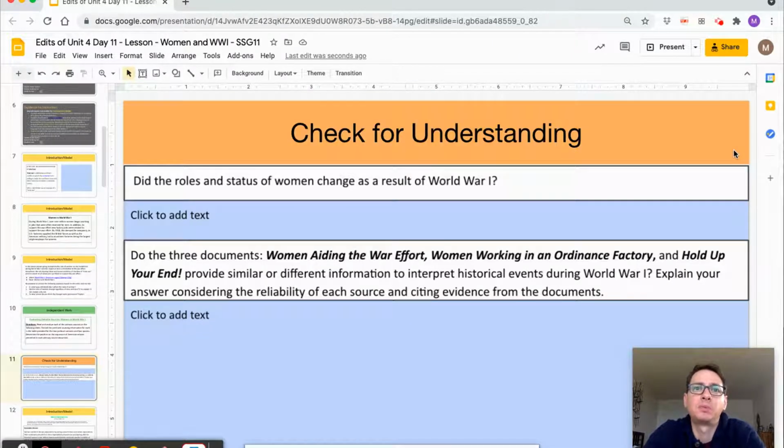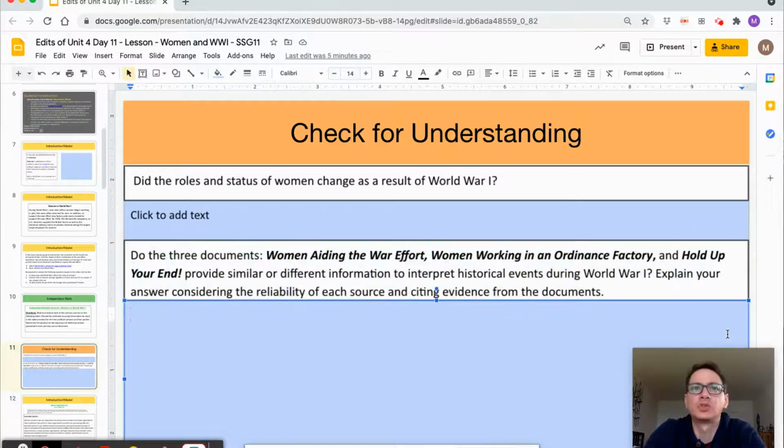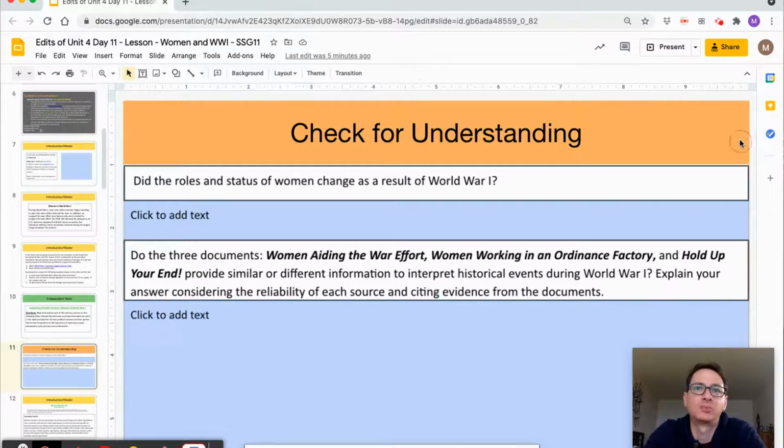We'll end by applying what we learned to construct a response to this prompt, where we will determine the extent to which the information presented in all three of those documents support each other, and in doing so, we will be looking at the reliability of each one. So, like I mentioned a moment ago, the content for this lesson focuses on how the roles and status of women were impacted by World War I.